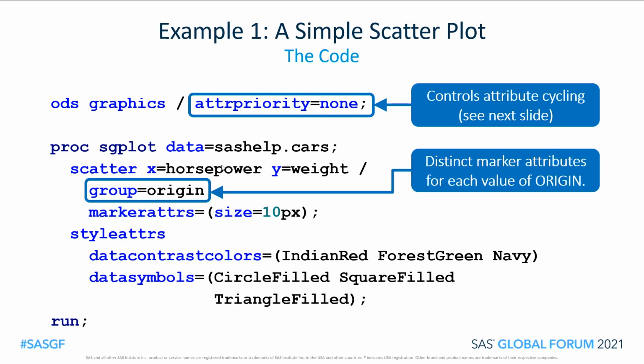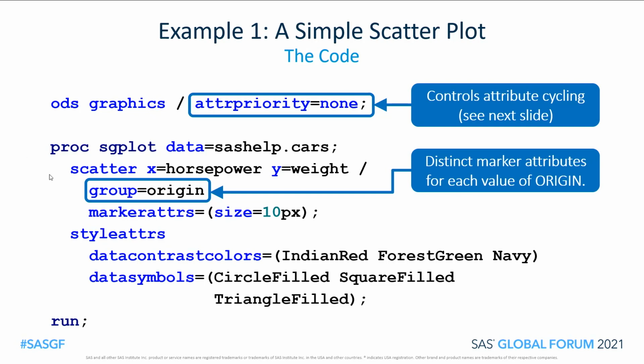You'll notice we've got a SCATTER statement, X=horsepower, Y=weight. Then we have a slash, which is necessary before you start including any options on the SCATTER statement. And then we have GROUP=origin. Origin was one of the variables in sashelp.cars, and we want to see a distinct plot marker for each value of that variable. Remember, those are Asia, Europe, USA. There are 3 different values, and we're going to have 3 different types of plot markers.